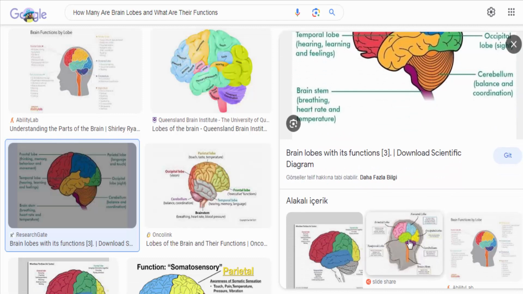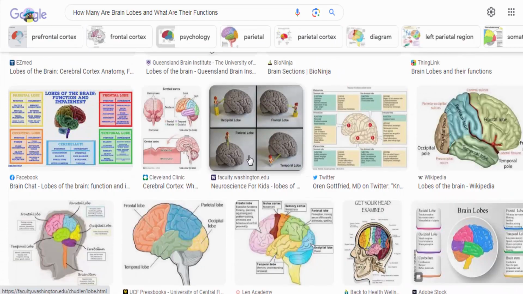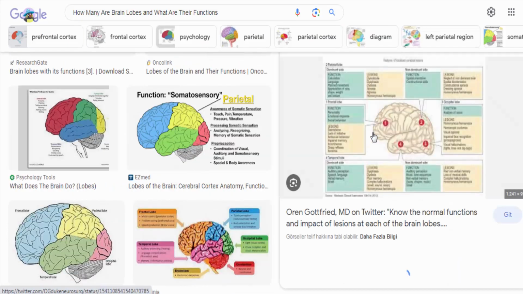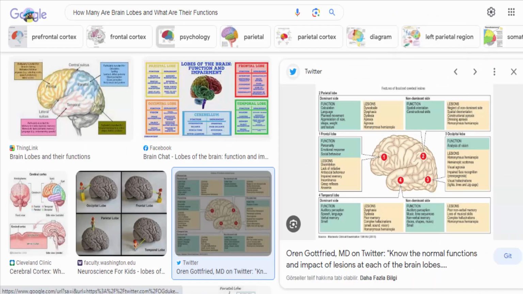Parietal lobe. The parietal lobe is situated behind the frontal lobe, on the top of the brain. It is primarily involved in processing sensory information, including touch, temperature, pain, and spatial awareness. The parietal lobe is also associated with spatial perception, object recognition, and numerical understanding.